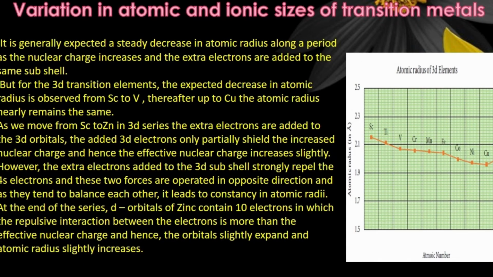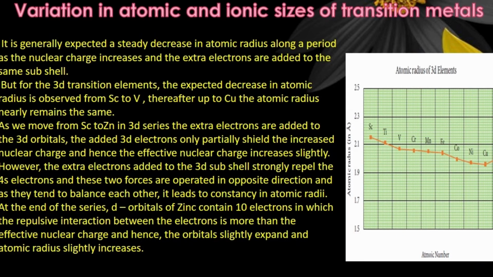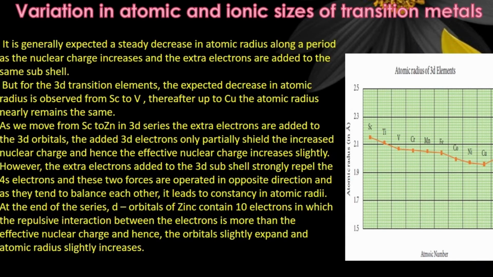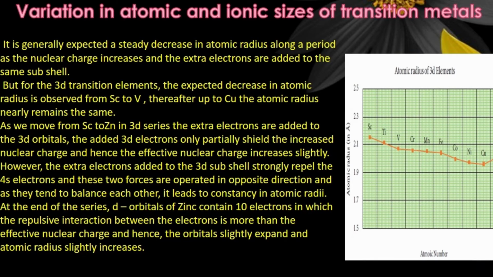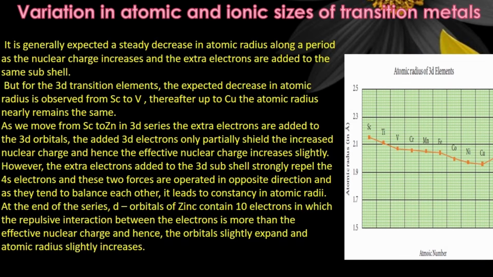Now let's learn about variation in atomic and ionic sizes of transition metals. In a 3D series, ions of same charge show progressive decrease in radii with increasing atomic number. The same trend is observed in the atomic radii of a given series. This is because each time an electron enters a d orbital, the nuclear charge increases by unity.